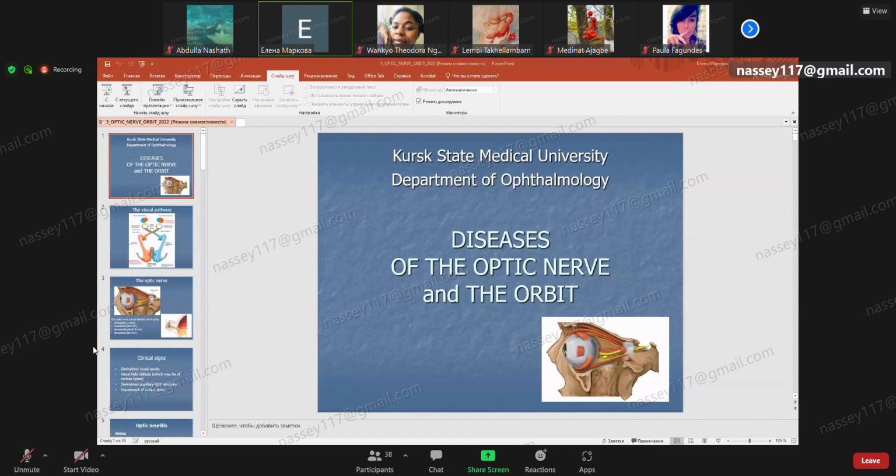optic tracts, left and right tract, lateral geniculate bodies, this region, and optic radiations and visual cortex. It is the brain structures.